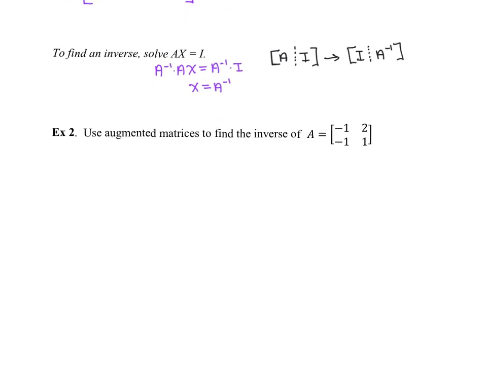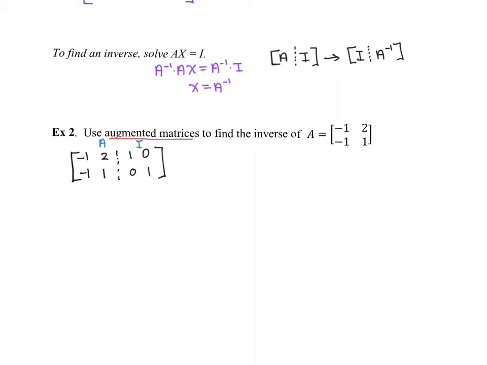Okay, so it says use augmented matrices to find the inverse of A. To start off, I'm going to set this up by augmenting matrix A with the identity matrix that's appropriate for this size. It said use augmented matrices because later we will use another method to find the inverse. Okay, so this is matrix A. I'm going to augment it with the identity matrix that's also 2 by 2. Then my goal is to convert it so the identity matrix is now on the left and the inverse is on the right.